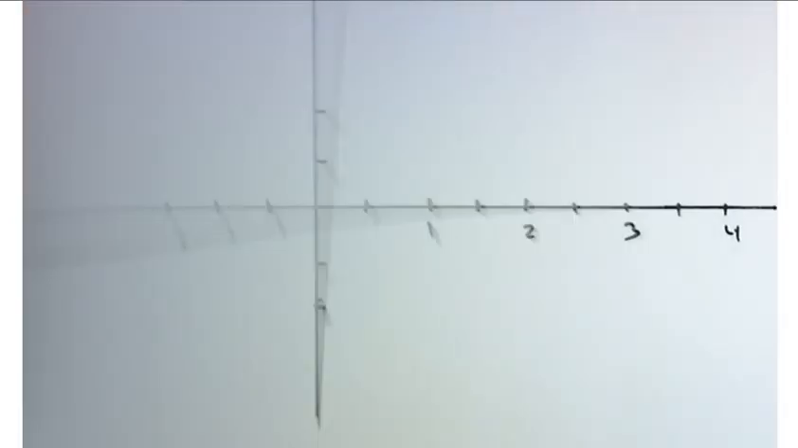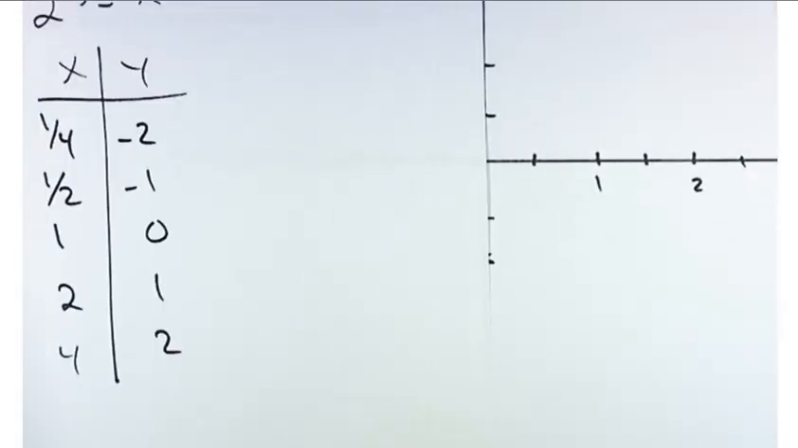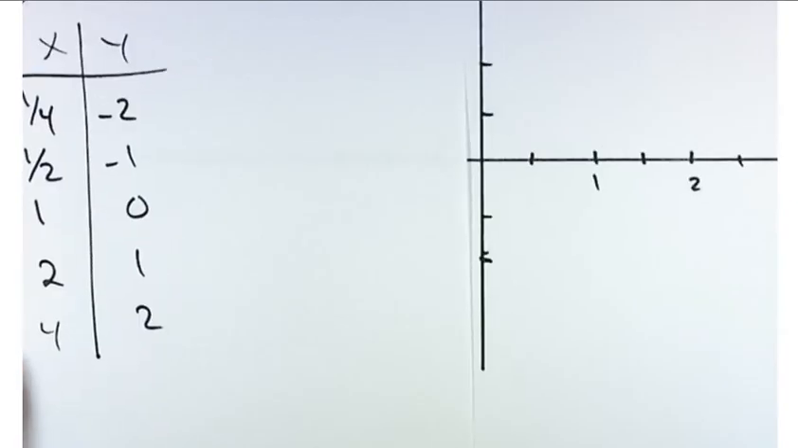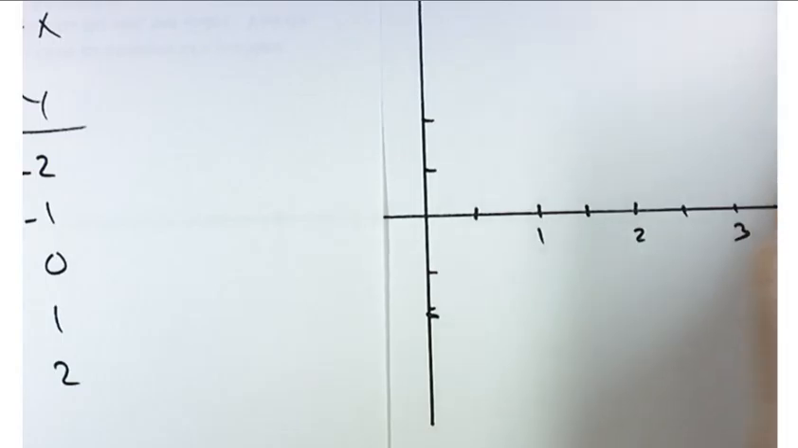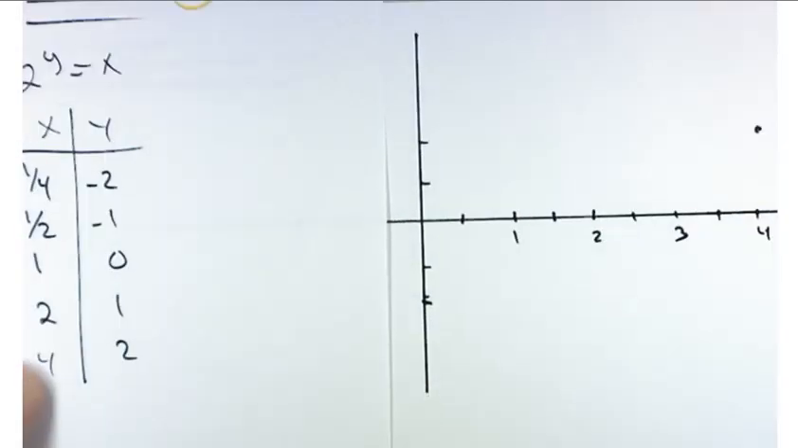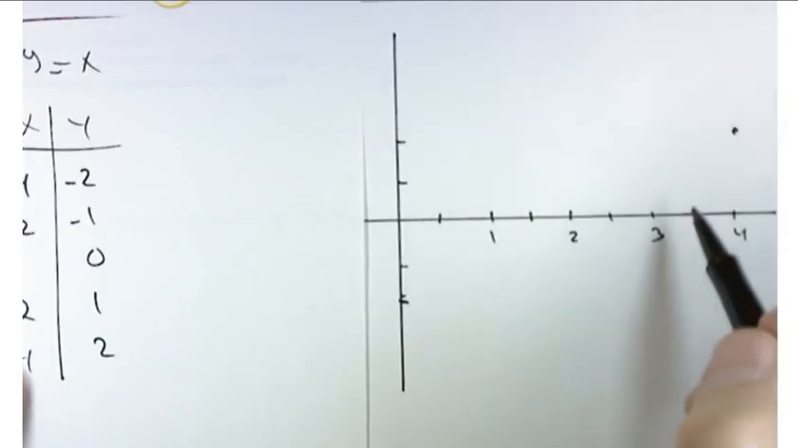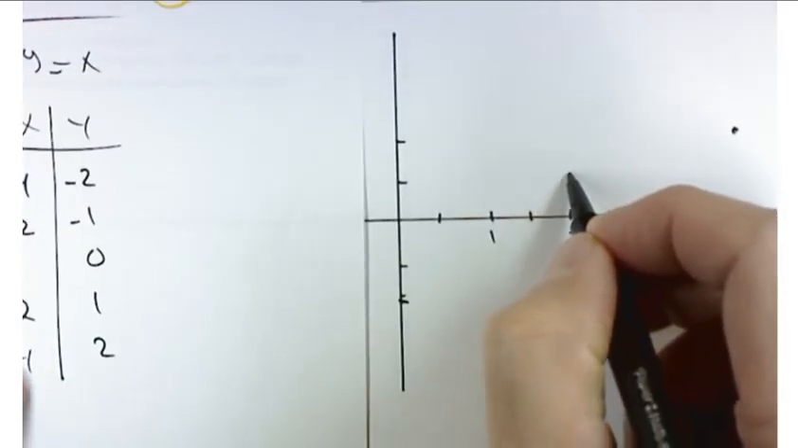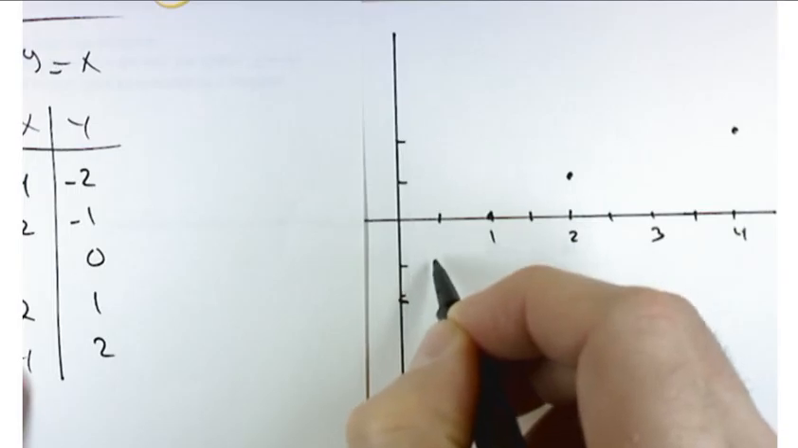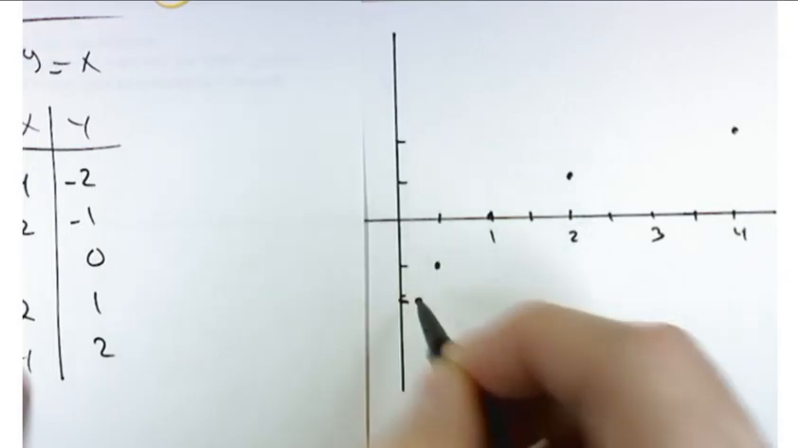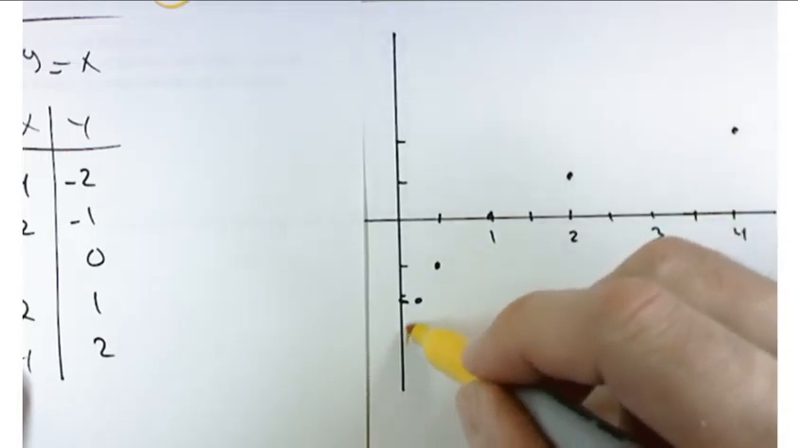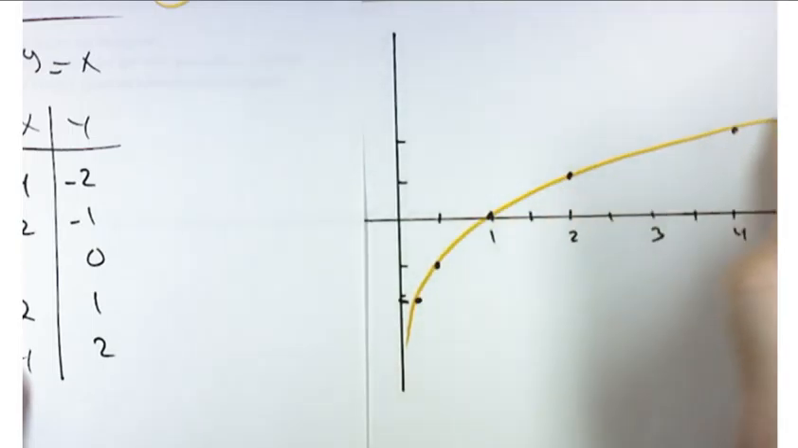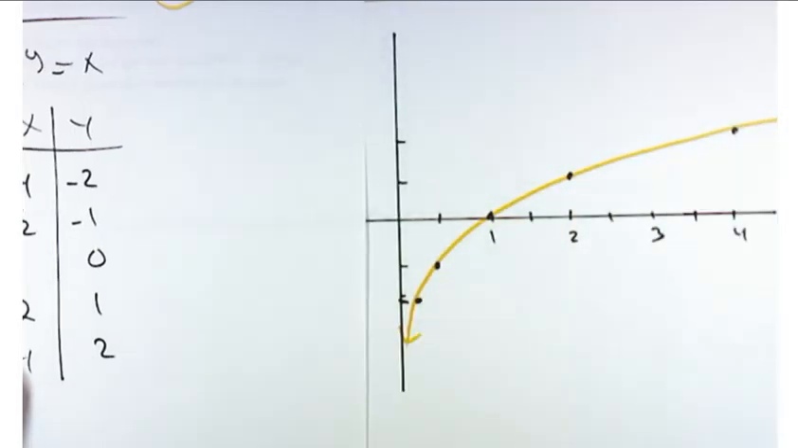Let's take a look at the points that I have to plot. I've got points at 4 and 2. So that's out here, 4 and 2. And then I got another one at 2 and 1. One at 1 and 0. 1/2 and negative 1. And 1/4 and negative 2. So here's my function. It's a very, very slow growing function.